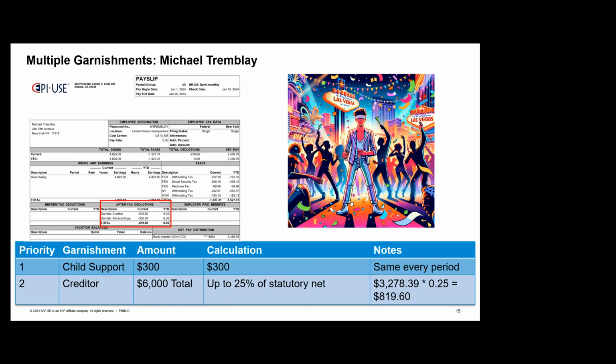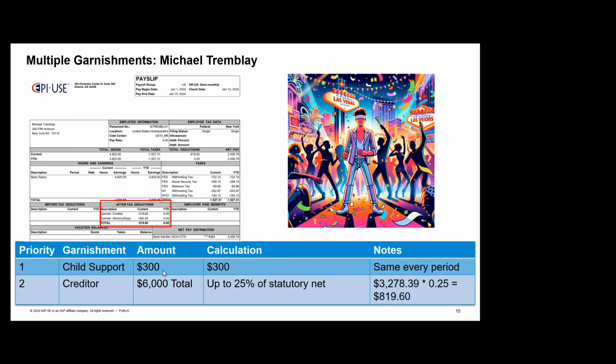Hey everyone, just wanted to talk about a situation that I get asked about a good amount, and that's US garnishments in SAP SuccessFactors. I've set up this scenario just to give an outline. My employee here, Michael Tremblay, had a wild trip to Vegas and ended up going a little too hard and ended up with a child support and a creditor garnishment. Child support is about $300, and the creditor, I guess he went to a casino, gambled too much, and got about $6,000 in debt.